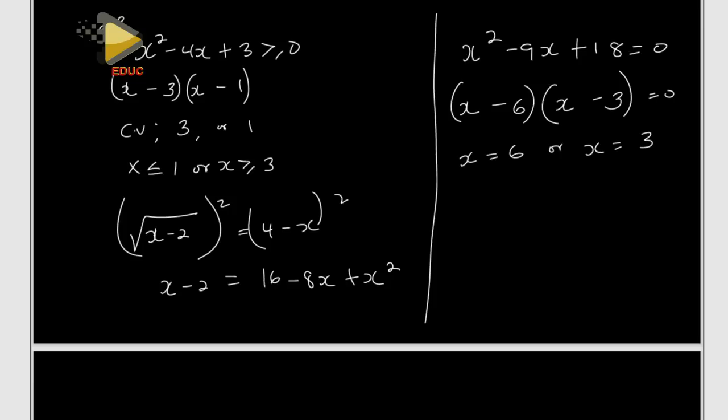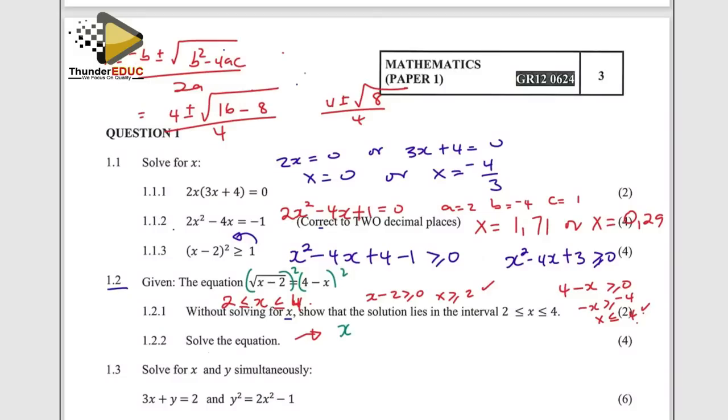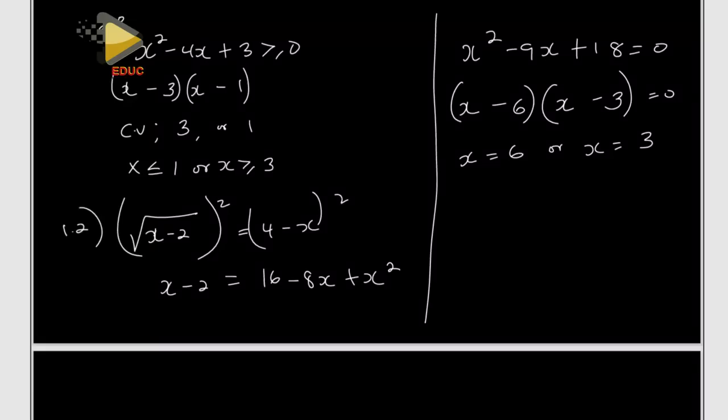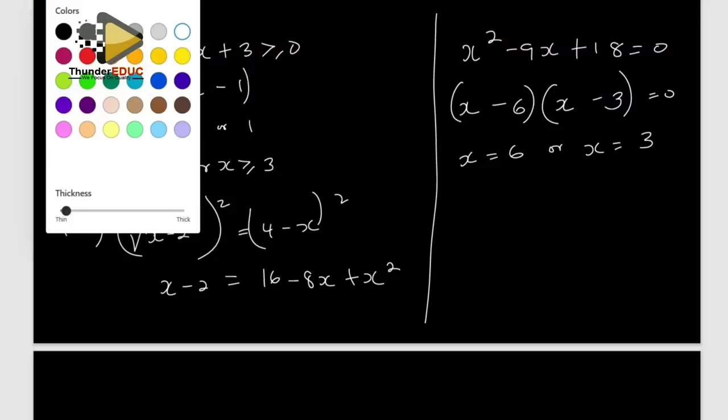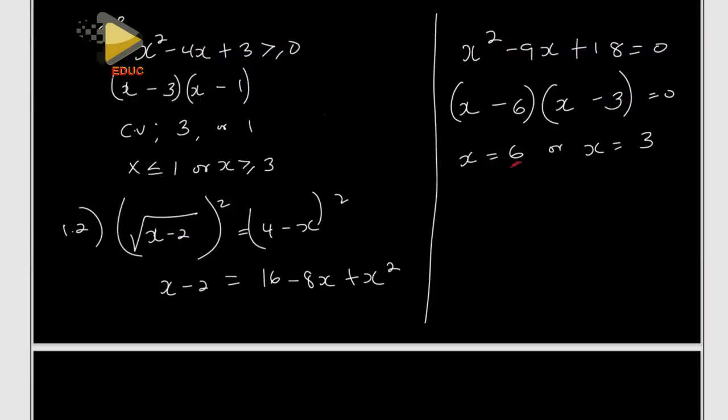But since we're dealing with radical equations, I need to test my answers. Okay, so let me see. If our x is 6, 6 minus 2 is a 4. Then the square root of 4 must give us a 2. Let's see on the right hand side, it's 4 minus 6, which is negative 2. So this is not applicable. Okay, let's try with a 3. So 3 minus 2 is a 1, square root of 1 is 1. And then on the right hand side, 4 minus 3 is a 1. So this stands as the only solution there.